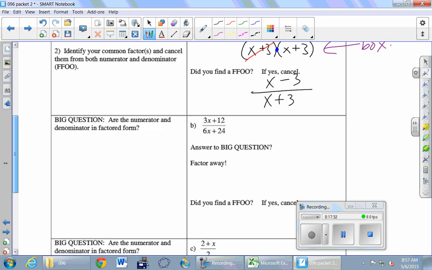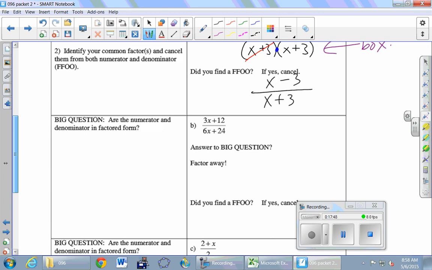The only way we can cancel is multiplication, and there is no multiplication here, so we cannot cancel. We are going to simplify. But first thing we need to do is factor top and bottom. This is going to be our first step on every one of these problems: factor top and bottom.